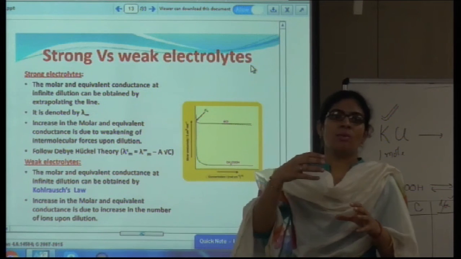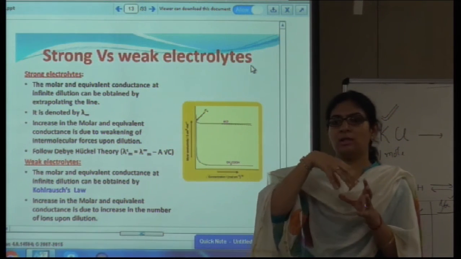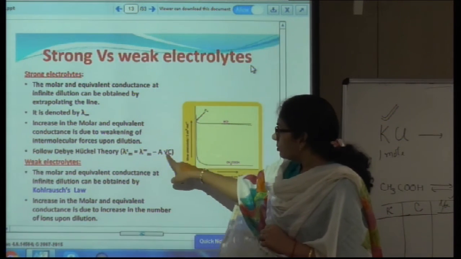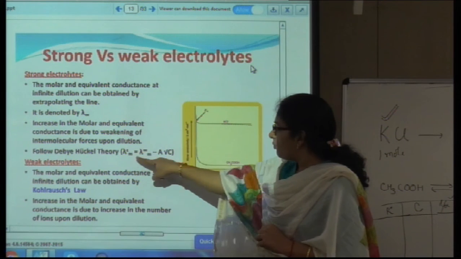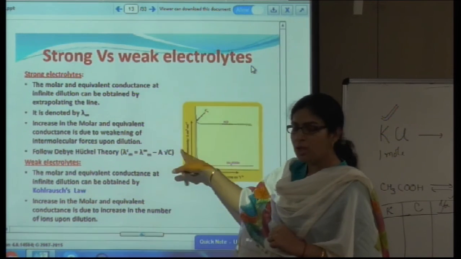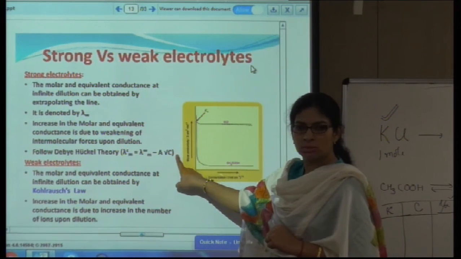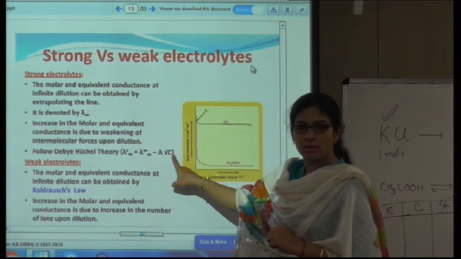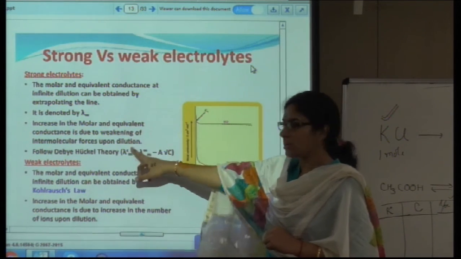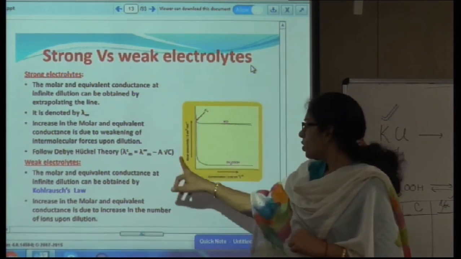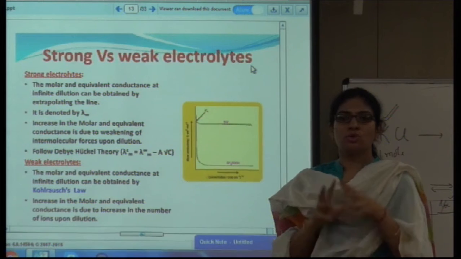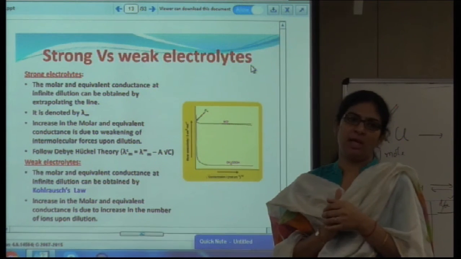In some books it is written as 0, which means at zero concentration. If I write infinity, it means infinite dilution. From this you can see that the quantity we have plotted is lambda mc only. If concentration increases, what will happen to this value? It decreases. This is what we are seeing here. So you plot this, and it is in accordance with this particular equation. Strong electrolytes follow Debye-Huckel theory.